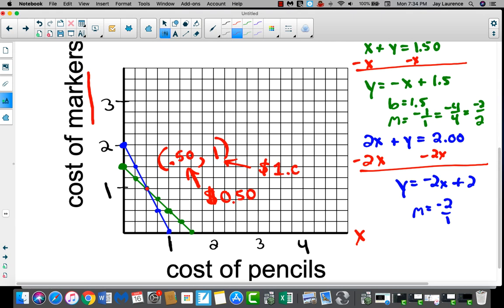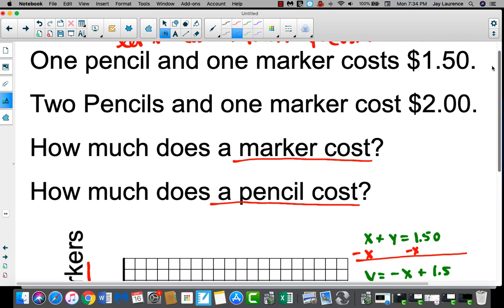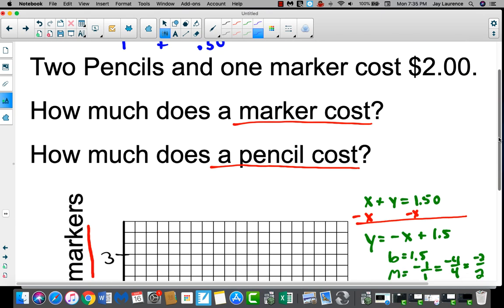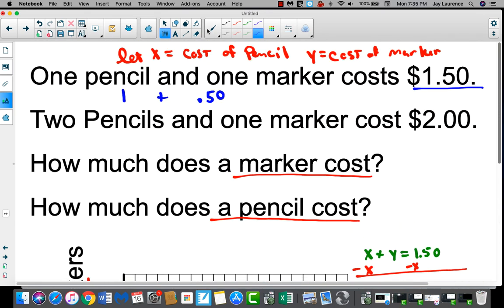Now let's go back and check and see if it works. Okay, so we said 50 cents for a marker and $1 for a pencil. Well, it says 1 pencil, so that would be $1 plus 1 marker, 50 cents. 1 plus 50 cents would be $1.50. Bam! 2 pencils. Oh, did I do that backwards? I did that backwards, didn't I? A marker costs $1. Oh, silly Mr. Lawrence. I got so excited, so proud of myself.